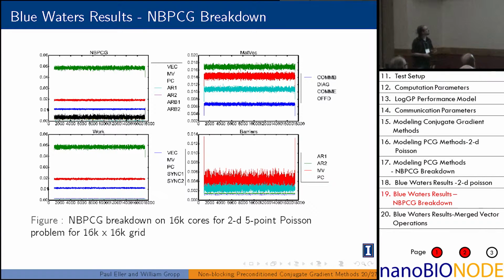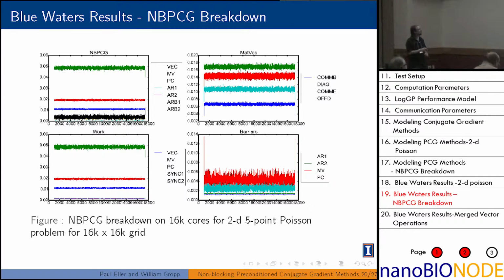If we do a breakdown and see where time is actually being spent, we can pretty clearly see that the matrix vector multiply is where most of the time is being spent. Down here where the black line is, that's the wait for the Allreduce. We can see that there's some decent time there, and we can see that it varies a bit.